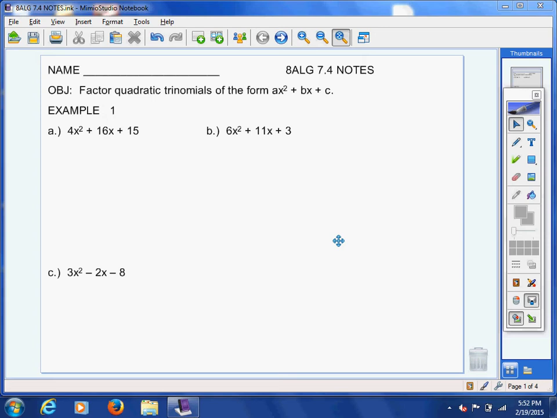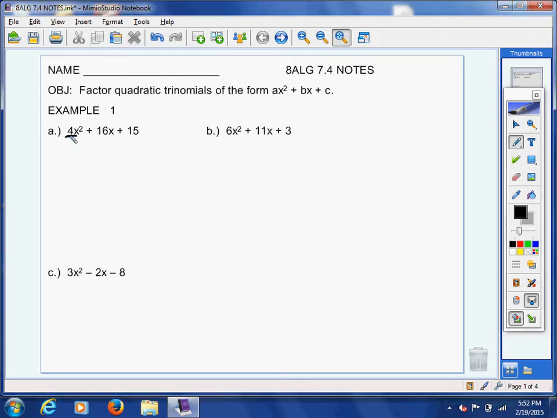Welcome back. We are getting more and more complicated with the types of things that we're factoring. If you remember all the way back to 7.1, we were looking at prime factorization with factor trees and GCFs and finding those things. 7.2, we were pulling out a GCF, and 7.3, we learned how to factor a trinomial. We are still factoring trinomials in 7.4. It's just they got a little bit more complicated.